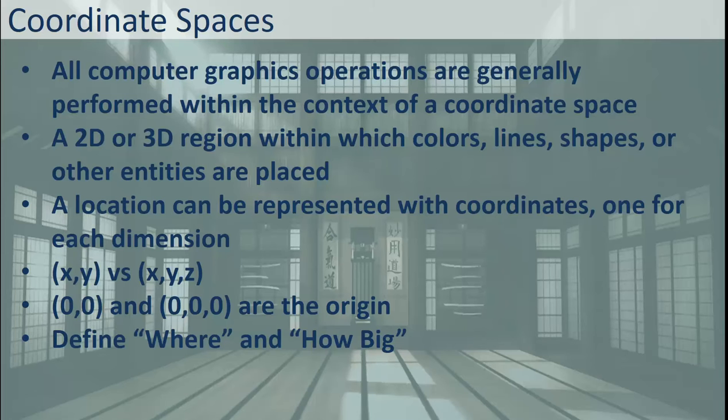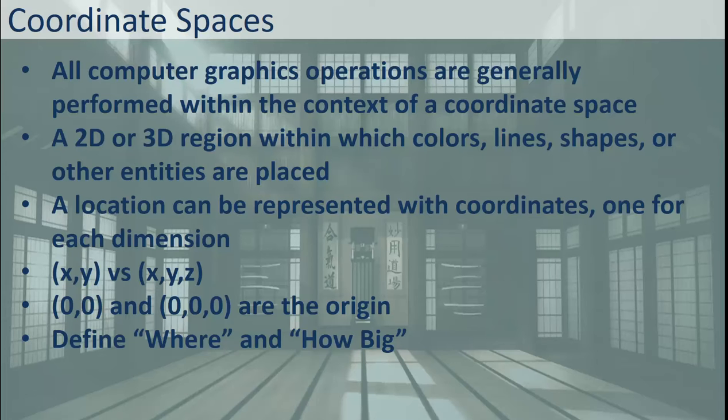Well, how do we represent these 2D or 3D regions? Well, we represent them with what we call coordinates, hence the term coordinate space. We use one value for each dimension. So in 2D, you would see something that you're probably familiar with from grade school, which is XY coordinates, right? So you'd have an X value along the X line, and a Y value along the Y line, so our width and our height, right?